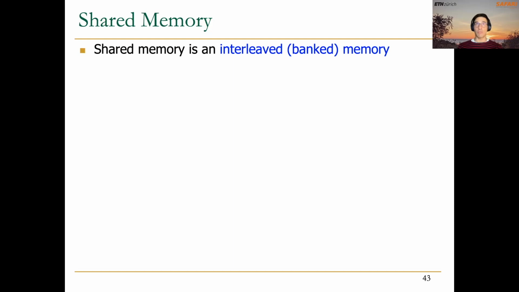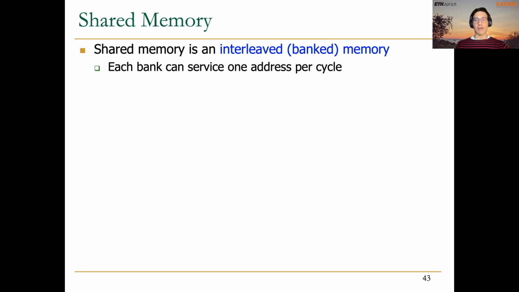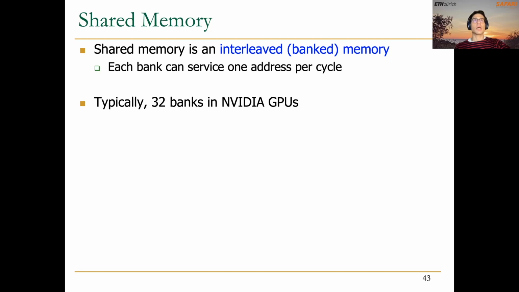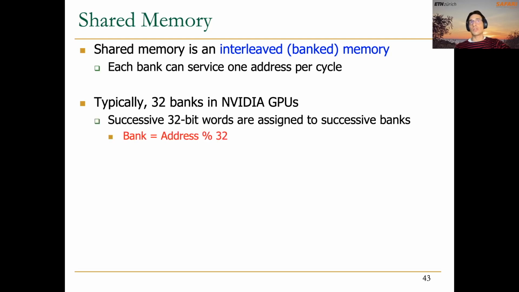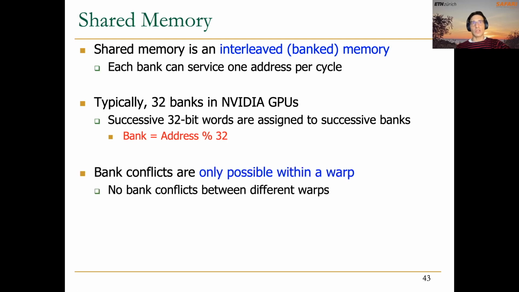However, shared memory is an interleaved or banked memory, and this might entail some issues if we have bank conflicts, as we have discussed previously, and now we are going to see some examples. Typically, in NVIDIA GPUs, the shared memory has 32 banks, and the way that one specific element is mapped onto the banks is by applying this expression here. So address modulo 32 will give us the exact bank where a specific address resides.